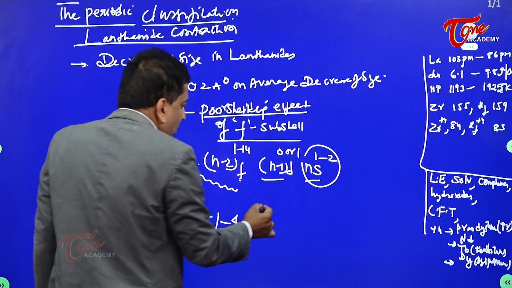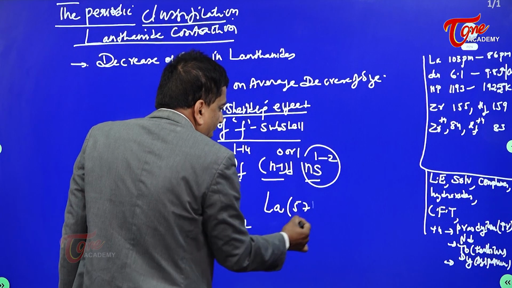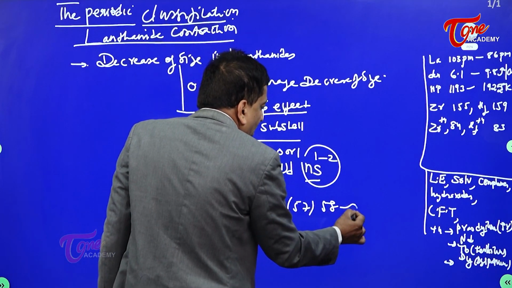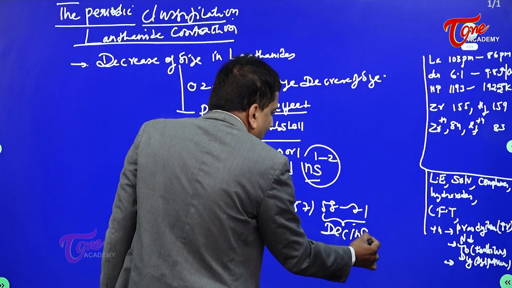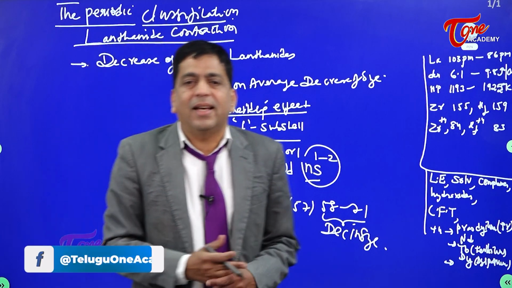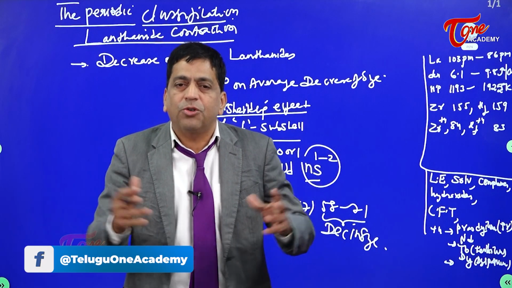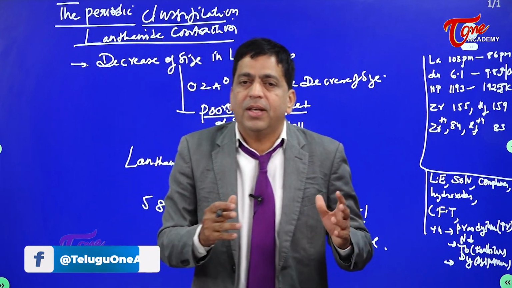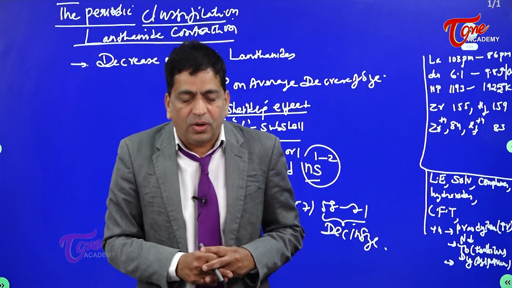So what happens is, starting from lanthanum, that is 57, and then 58 to 71, you see a decrease in size from lanthanum towards 71, that is lutetium. And that contraction we call a lanthanide contraction. You must understand. So if I am putting it properly, right?